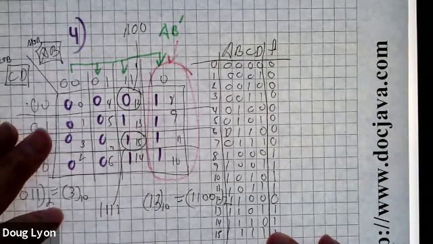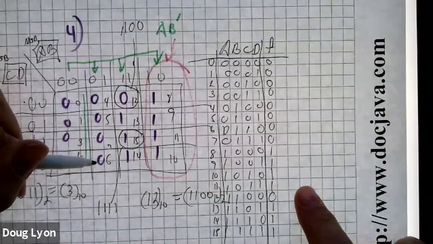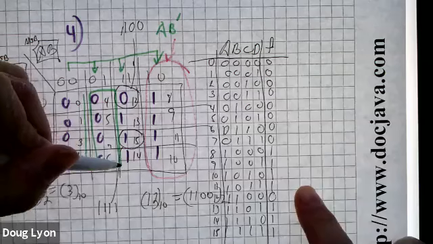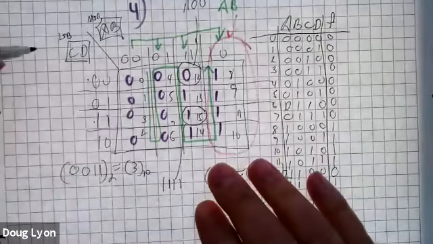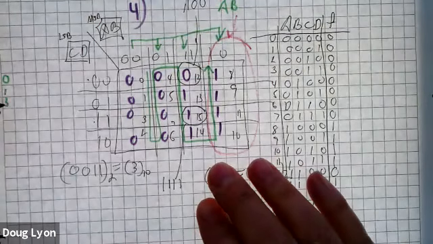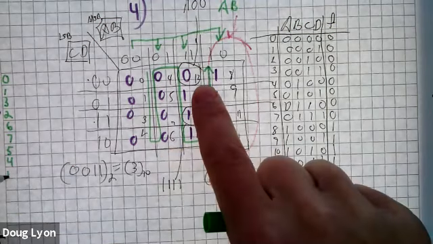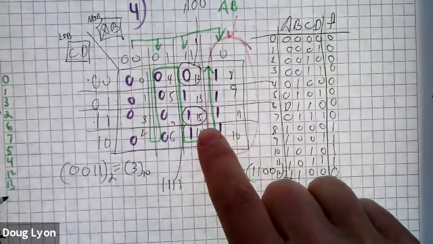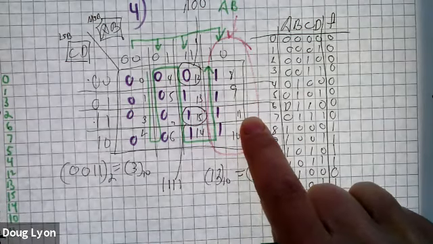Here's the other thing that's kind of cool. Suppose you traverse in the following way: 0, 1, 3, 2, 6, 7, 5, 4, 12, 13, 15, 14, 10, 11, 9, 8. Do they only vary by 1 bit each time?